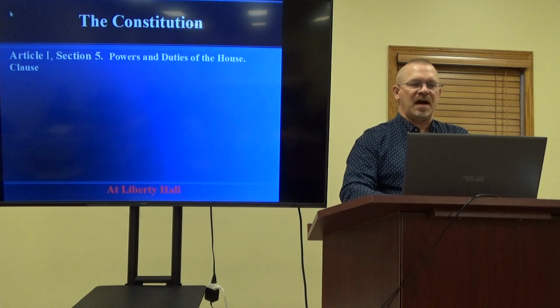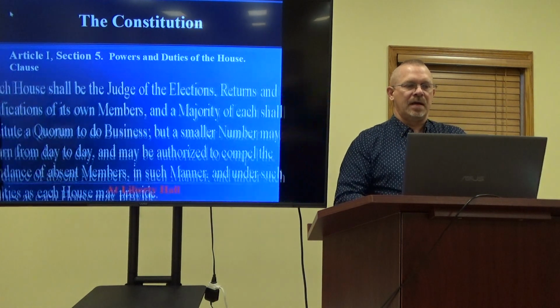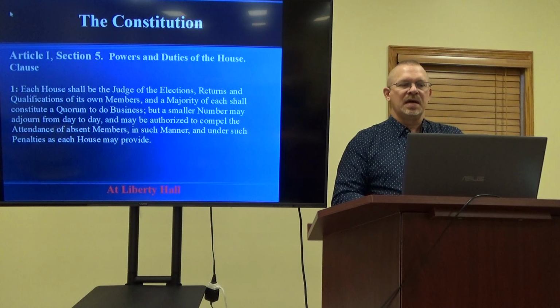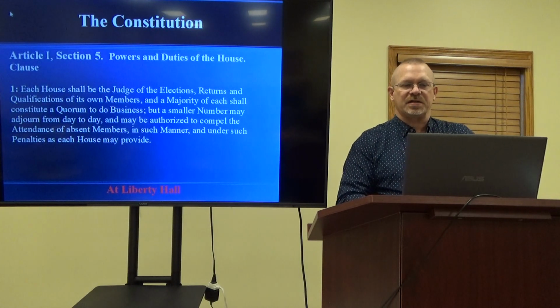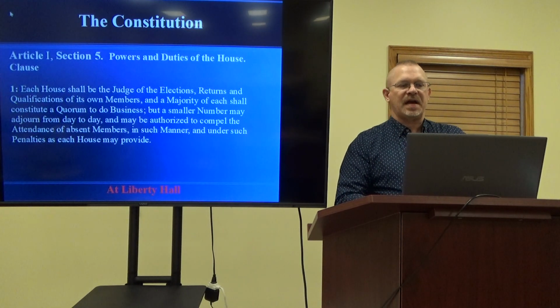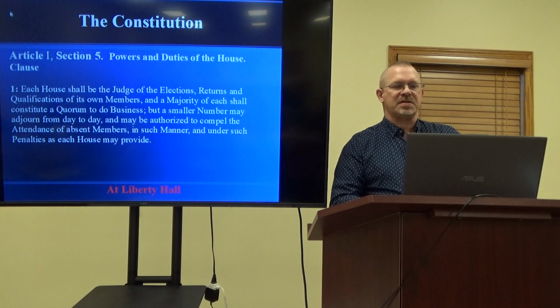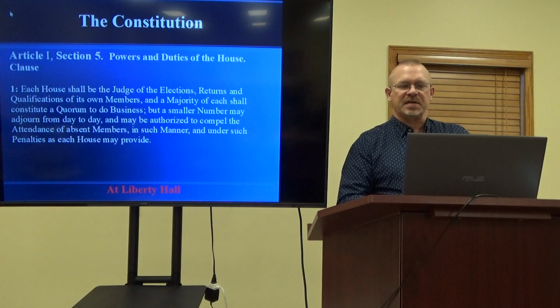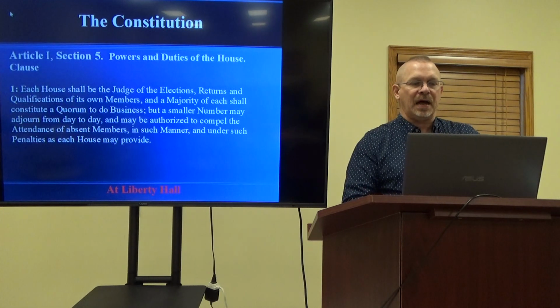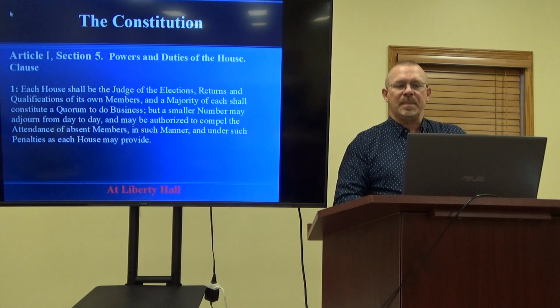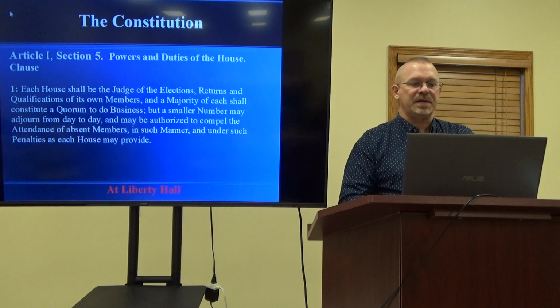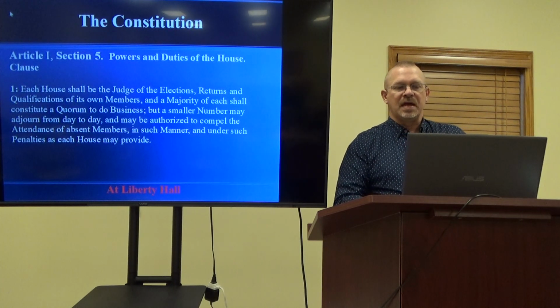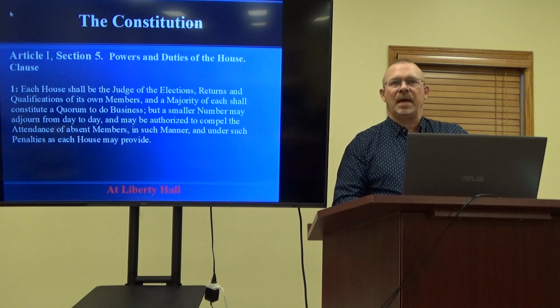Article 1, Section 5, Clause 1. Each house shall be the judge of the elections, returns, and qualifications of its own members, and a majority of each shall constitute a quorum to do business. But a smaller number may adjourn from day to day and may be authorized to compel the attendance of absent members in such manner and under such penalties as each house may provide.